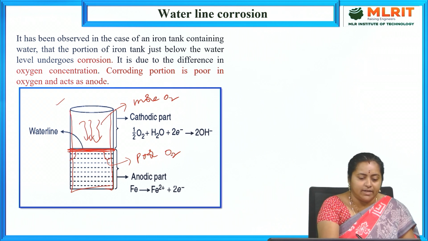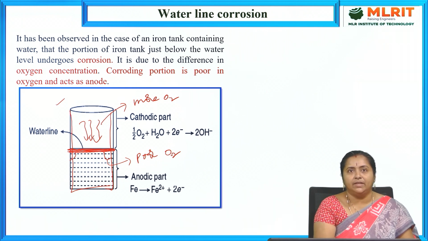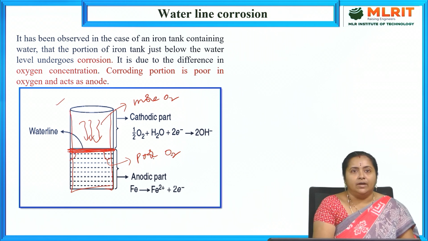So we are deciding that the corrosion reaction is purely dependent on the waterline. Just above the waterline, the areas are considered to be cathodic in nature, because penetration of oxygen will be more, and just below the waterline, the areas are considered to be anodic in nature, because penetration of oxygen will be very less in those areas.